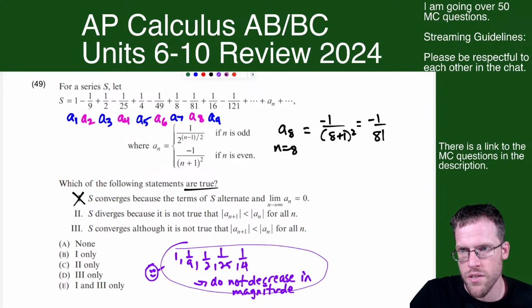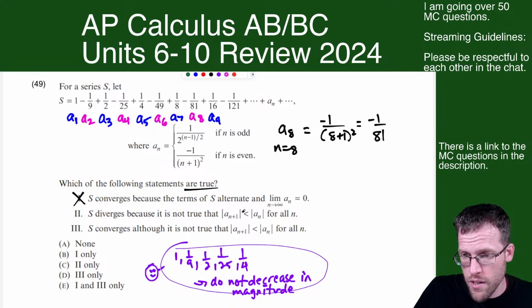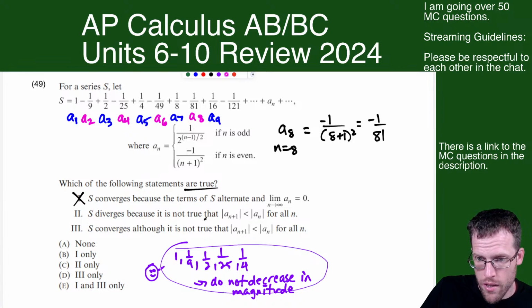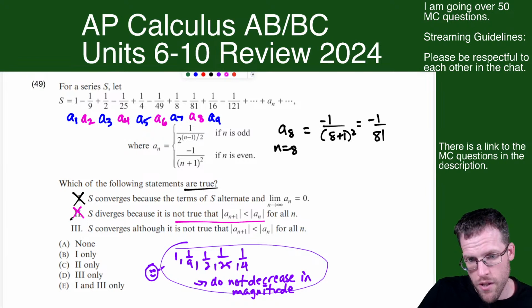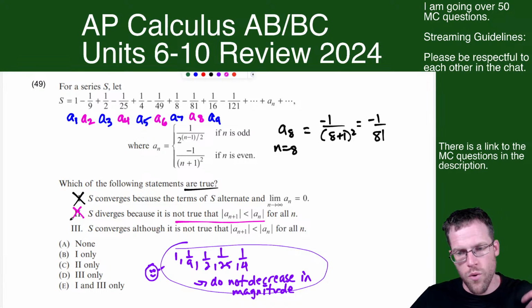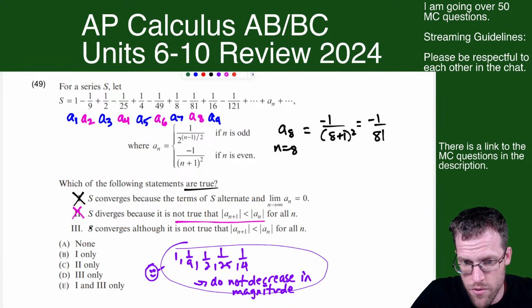So that's why this question is nice. The series diverges because it is not true that each term is decreasing, like the absolute value of the next term is less than the one before it. While that statement is correct, that it is not true that the terms are decreasing, that doesn't mean the series will diverge though. It could still converge. And we're going to show why it converges, although this is not true. This one here is going to be 3 only.